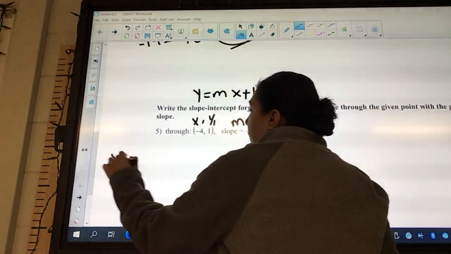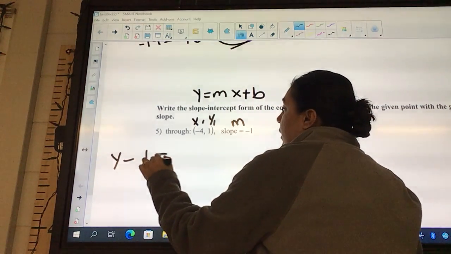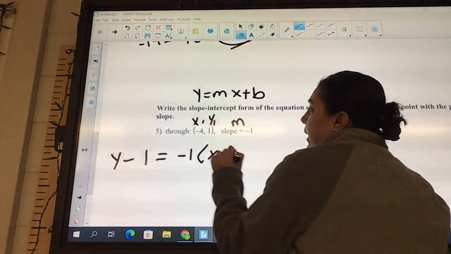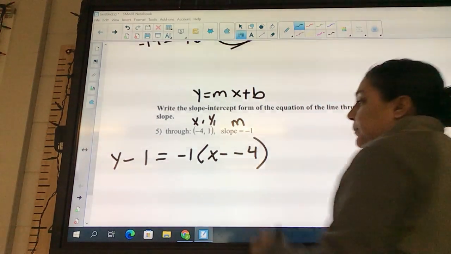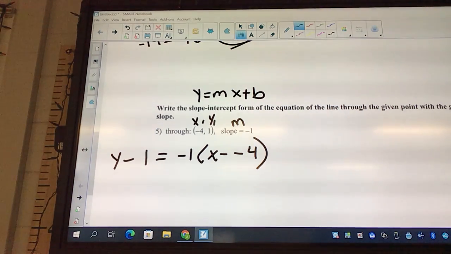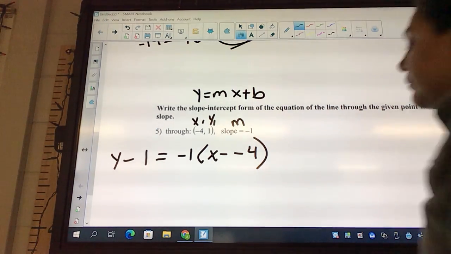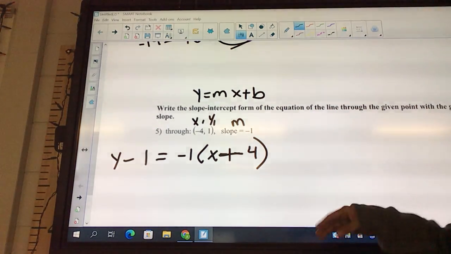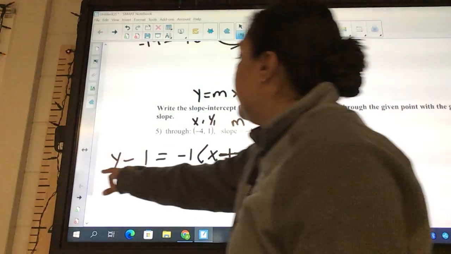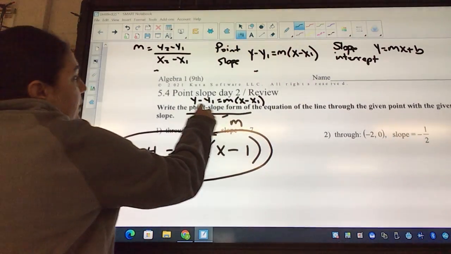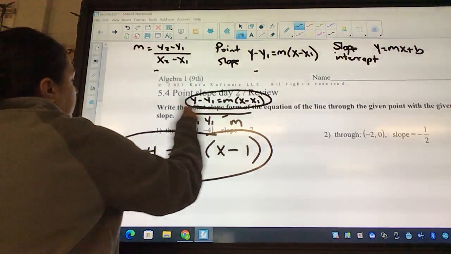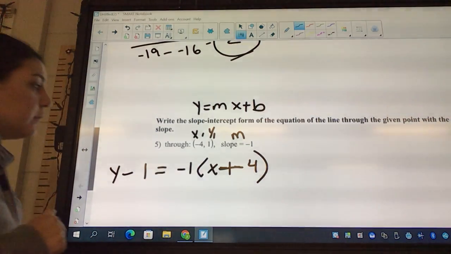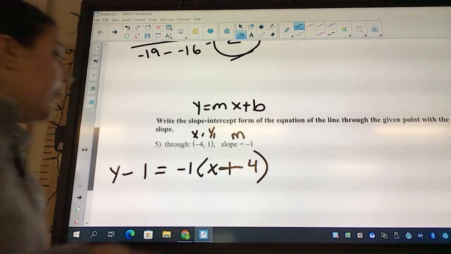So you're going to say y minus, my y1 is 1. My m is negative 1. X minus x1 is negative 4. Okay, so what do we do with that minus minus? We turn it to a plus. Now, some of you guys are going to be tempted to circle it. Before, especially like on number 1, we needed our answer to look like it has parentheses in it. This one, they need the y by itself with no parentheses, okay? And so we got to get rid of these parentheses.